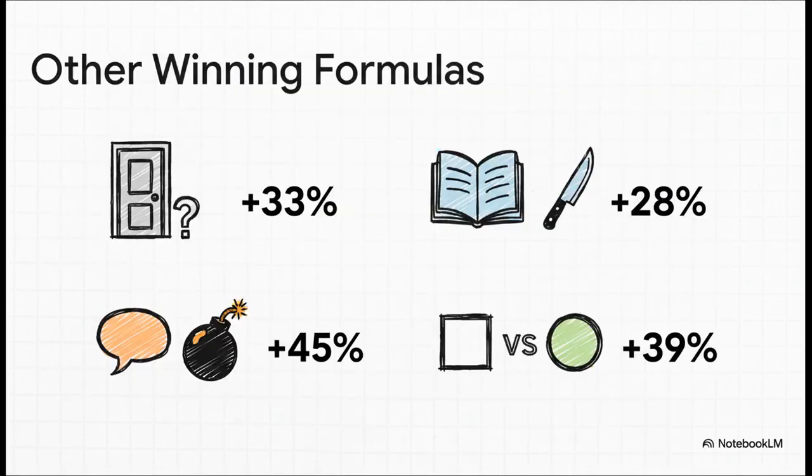And the toolkit doesn't stop there. We've got other high performers too. There's the false door question, which gets the reader to agree with you from the start. The how-to with a knife twist, which adds a pain point to a standard how-to headline. You've got the social proof quote bomb, using a powerful quote for instant credibility. And finally, the binary battle, which frames a topic as an A versus B showdown to spark debate.